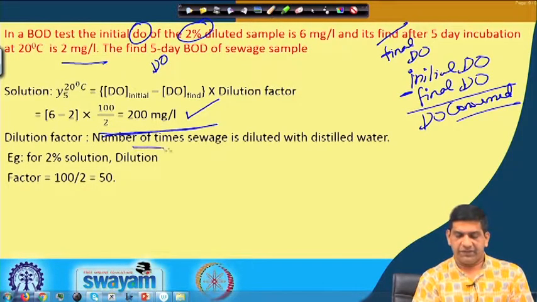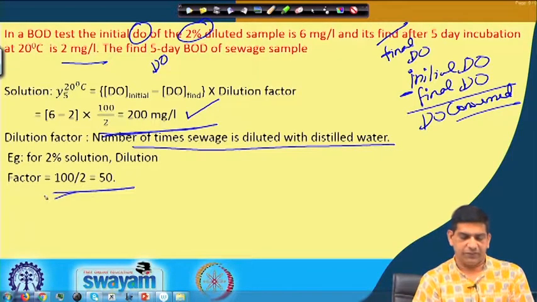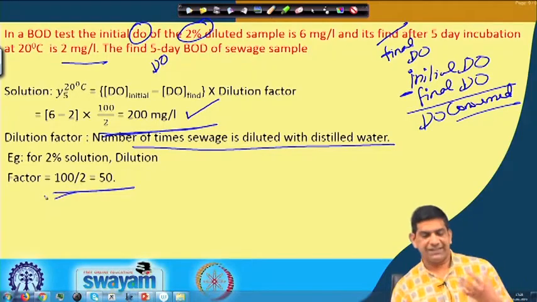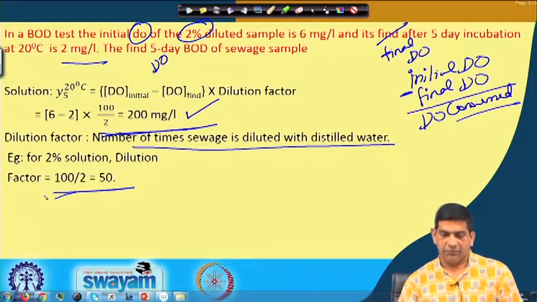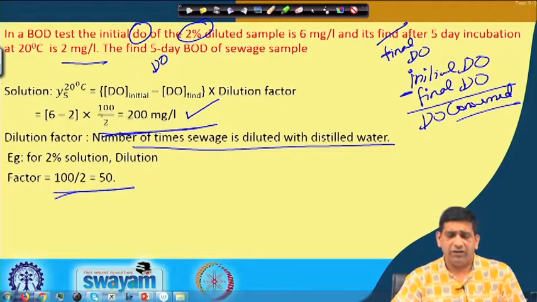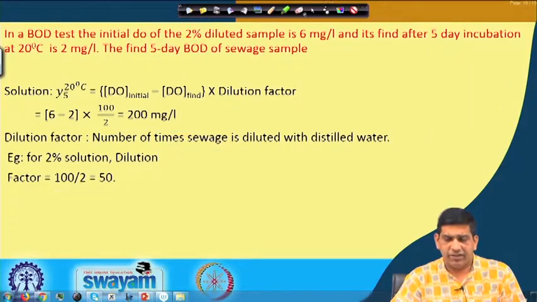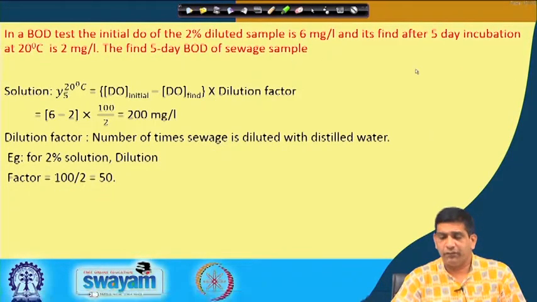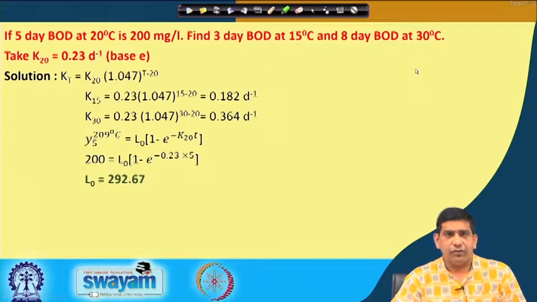Now, the dilution factor is the number of times the sewage is diluted with distilled water. For example, here 100 by 2, which is 50. So that's the kind of DO level for the 5-day BOD of the sewage sludge. So it is 200. See, the standard that I mentioned to you earlier in this video was 30. So we have to treat it all the way down to 30. That is what we will talk about in a minute, how to start those treatment processes.